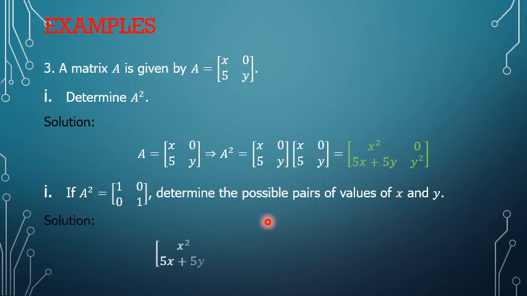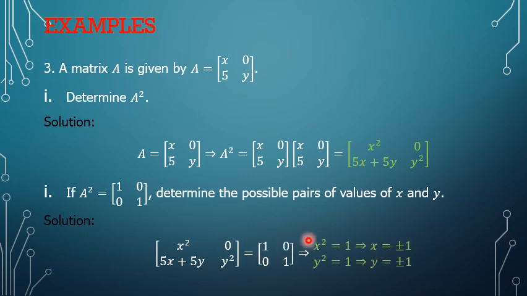Now the solution will be, we equate the two matrices. That is, from what we did, A squared will be equal to 1, 0, 0, 1. Now corresponding entries are equal to each other. So x squared equals 1. If x squared equals 1, when you take the square root of both sides, you get rid of that power. It will be the square root of 1, which will just give us plus or minus 1.